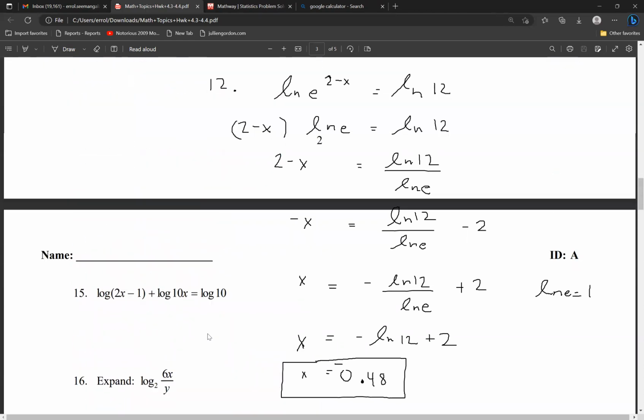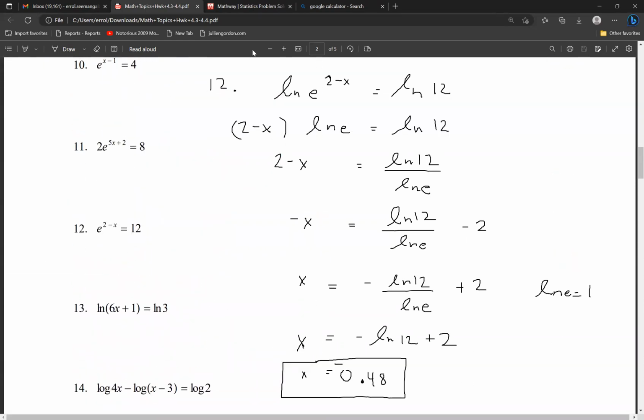Any questions on that one? You good on 12? If it says error on your calculator, just try entering it in a different order. All right, you're good? Okay, cool. So this one was negative 0.48. All right, that's 12. Take a picture of 12. Okay, you're good on 12.